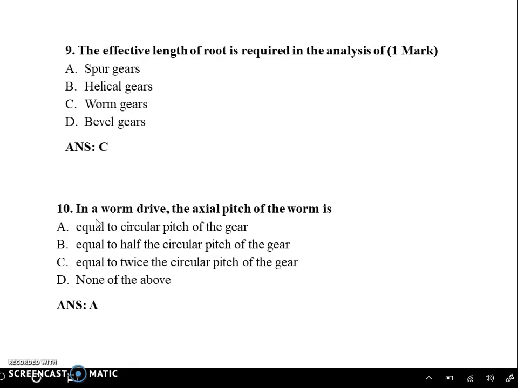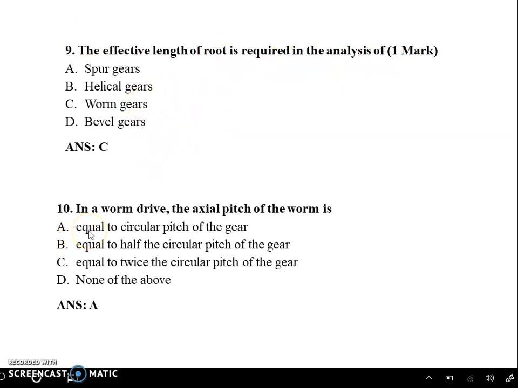Then coming to this ninth question, the effective length of the root is required in the analysis of. Obviously, the effective length of root. So the root concept is not present in spur gear or in helical gear or bevel gear. Root concept is only associated with worm and worm wheel. So that's why the correct answer is option C, worm gear. The effective length of the root is required in the analysis of worm gear.